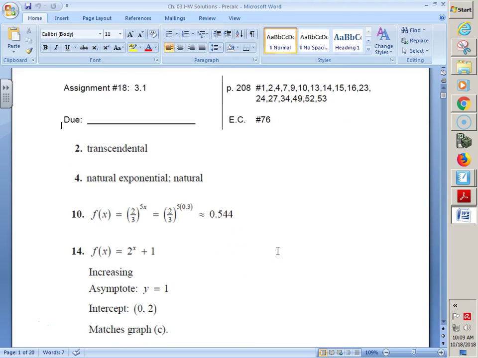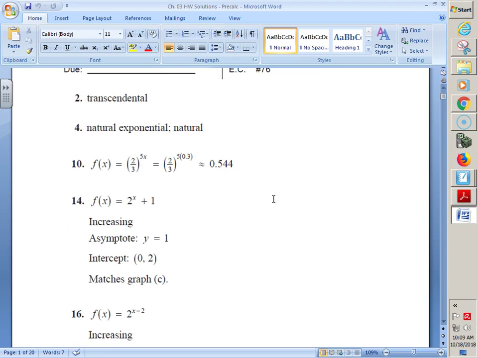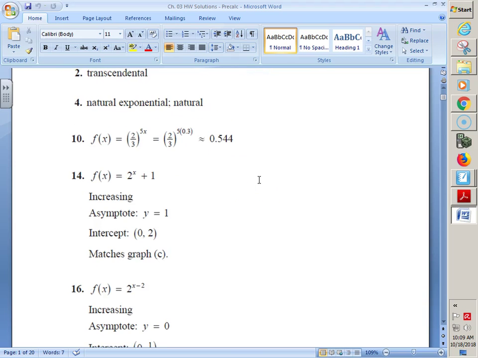So, section 3.1 shouldn't take us long. And for those of you guys who did homework, did it get pretty rough or was it all right? Good. Perfect. That's exactly what I hoped it would be. It's a nice, easy, fundamental start to chapter 3. Number 2, transcendental, straight out of notes. Number 4, natural exponential, natural number. You might not have totally known all of those unless you went looking last night. But we just wrote those down in our notes. Number 10 was just a, hey, do you know how to use your calculator and the caret button? And the answer should be 0.544.